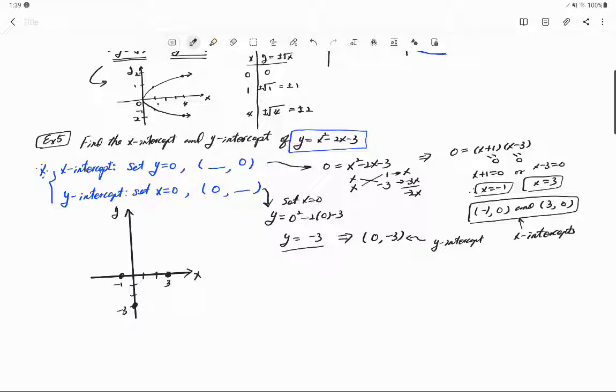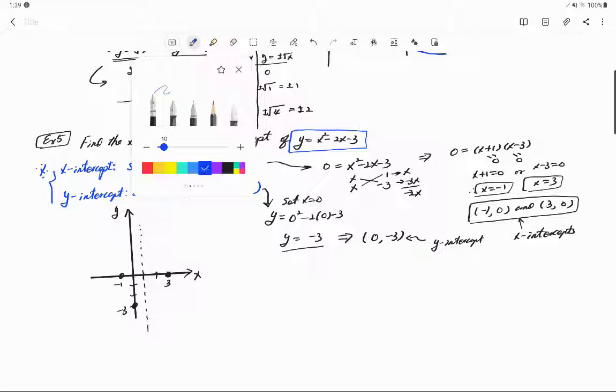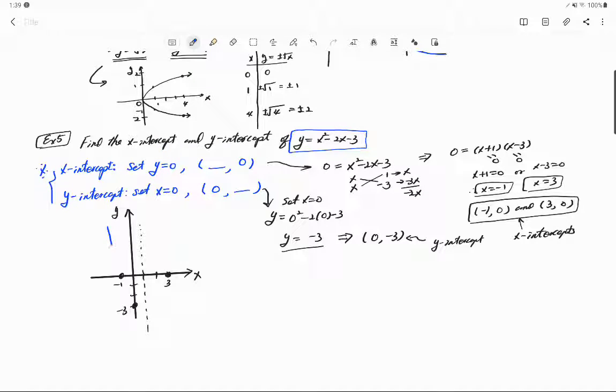And the vertex is always in the middle. Well, we will learn this one later. The middle of these two x-intercepts is this one, right? So the graph looks something like this. Can you see it? Okay, then let's try the next example.